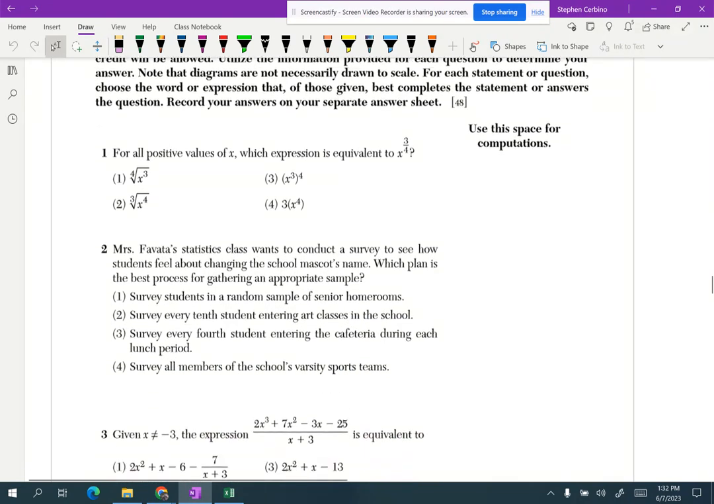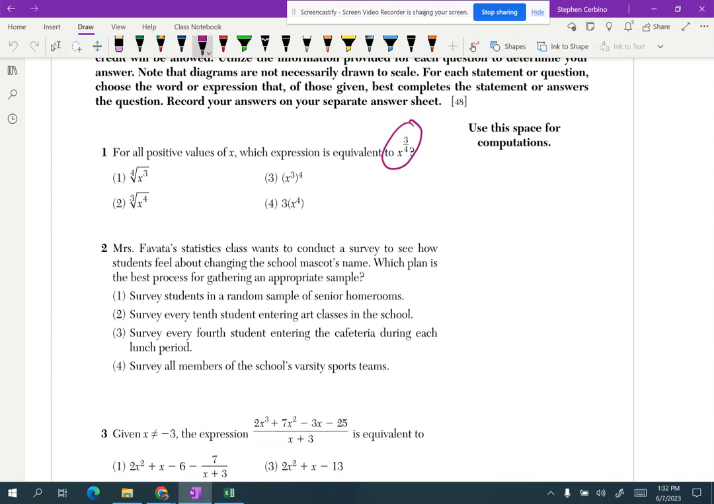Starting with number one. Number one is a pretty straightforward question if you remember the product rule. So looking at this, we have our rule of exponent over root. So the exponent in my answer should be 3. It should be a fourth root, and that would be choice 1. Hoping everybody got that one.